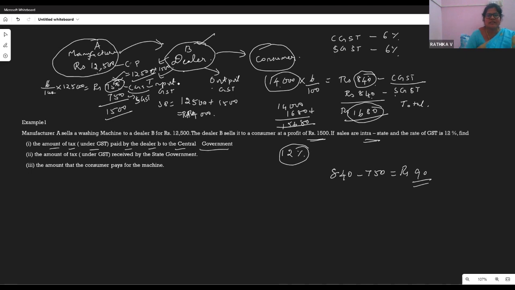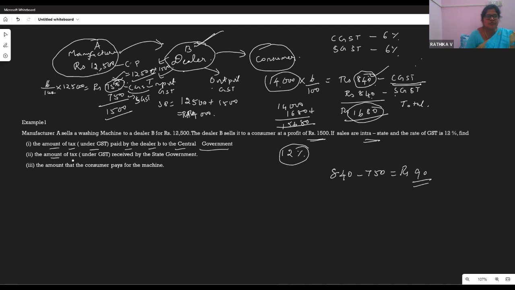So this is what he is paying to the central government. I'm calculating the central government cost alone. He paid 750, but he has collected it back along with some extra money, and that extra is what he sends to the central government. So we subtract the 750, and only 90 rupees he is actually paying. The remaining 750 is paid entirely by the consumer. In the middle, the dealer pays 840 minus 750, so it is rupees 90.